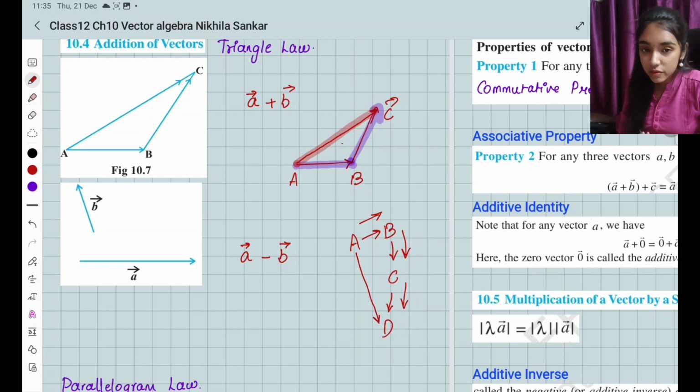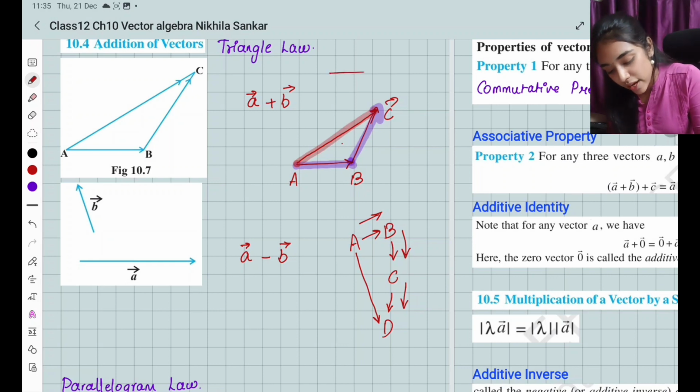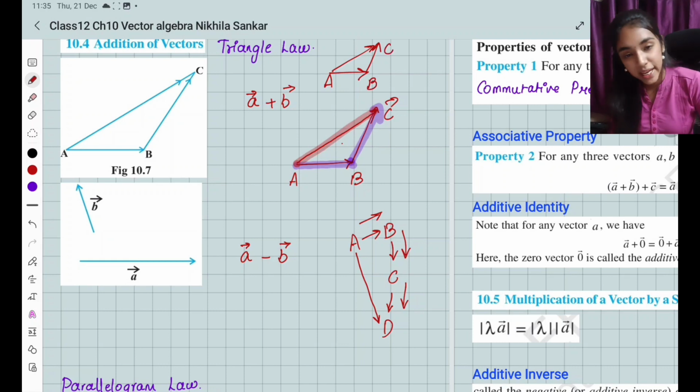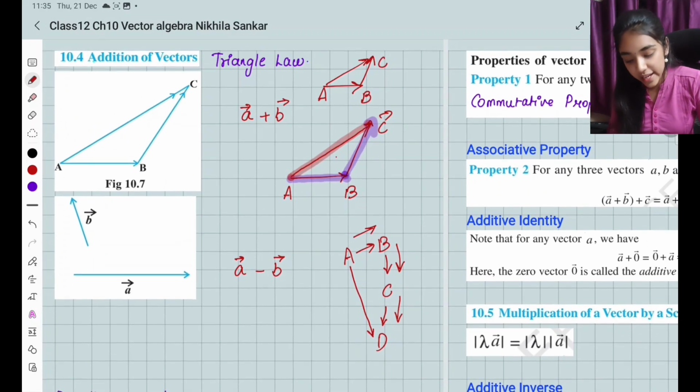இப்போ நம்மளோட addition of vectors நம்ம அப்படிதான் பண்ண போறோம். So, you have A to B, B to C is going to be A to C. So, this is called the triangle law. ஏன்னா நம்ம triangle ஒரு shapeல வருது இல்ல? So, triangle shapeல வருதுனால this is called triangle law.